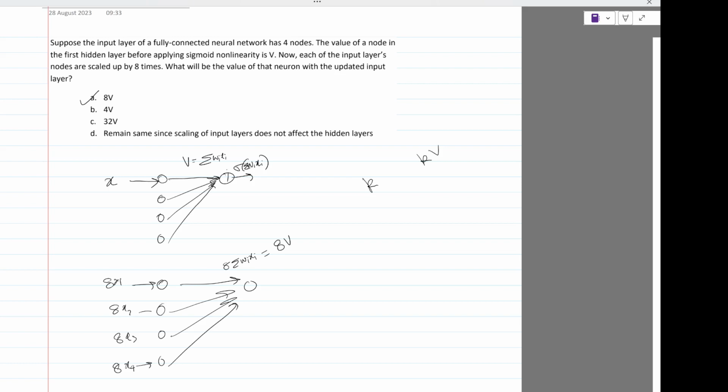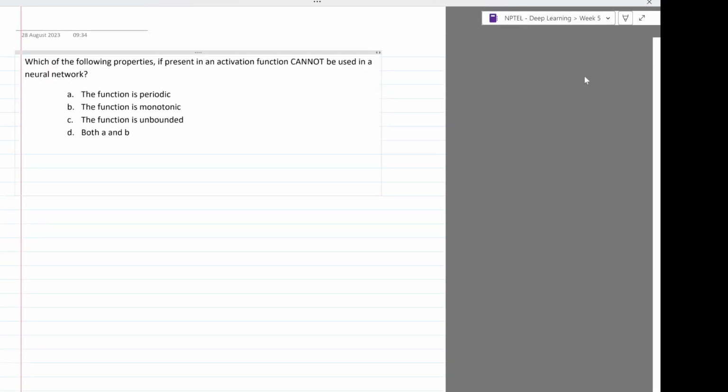So the sigmoid value will increase by doing the scaling because the sigmoid function is monotonic. That means if I increase x, then sigma x also increases. So if there's any doubt, then just let me know.